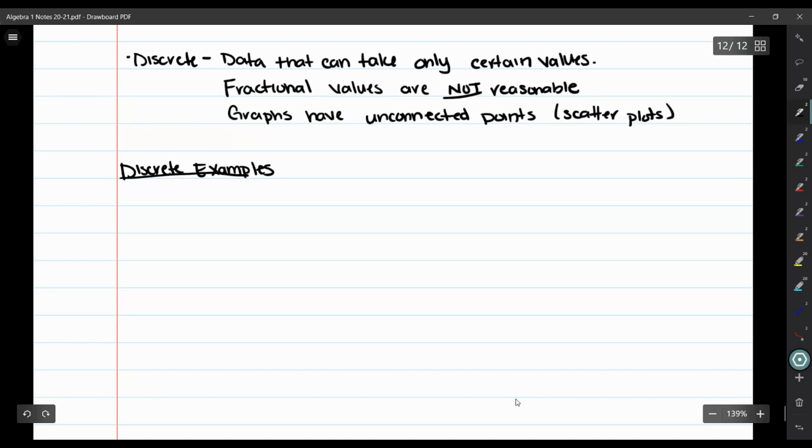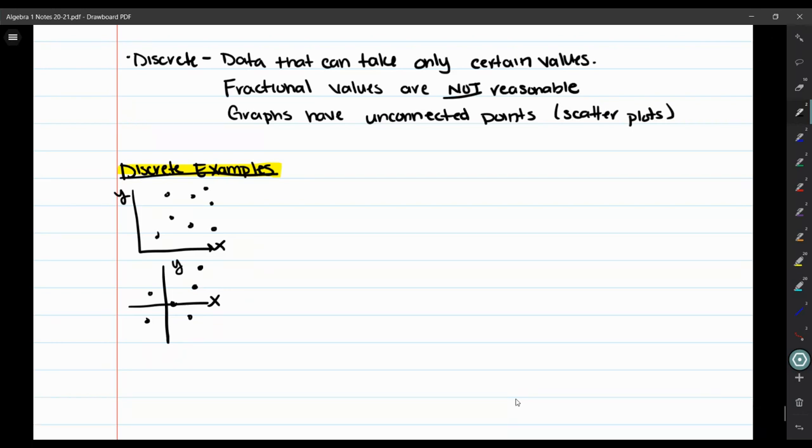So I'm going to make my little section and I'm going to highlight. Okay, so if we talk about graphs first, it might look like this with your X and your Y, just like a single quadrant, and you've just got a bunch of points hanging out everywhere. That's an example of discrete data. You could also have all four quadrants, and you could have points everywhere. The big idea is that these are not connected. They're all individual points.